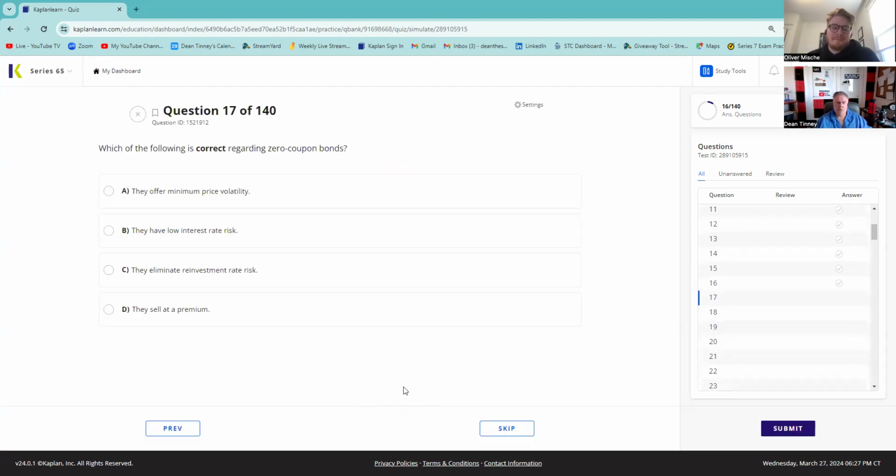Which of the following is correct regarding zero coupon bonds? So it's not the... A is definitely not right. Eliminate reinvestment risk.